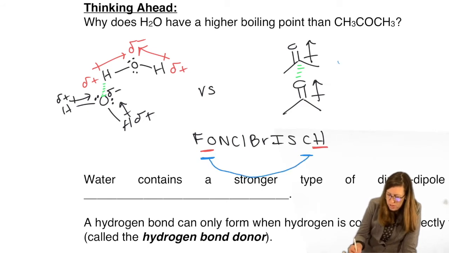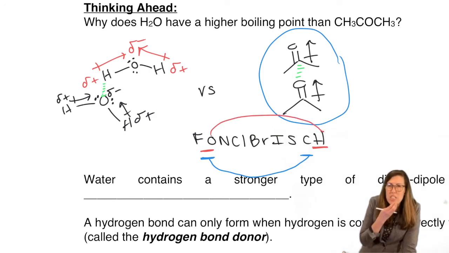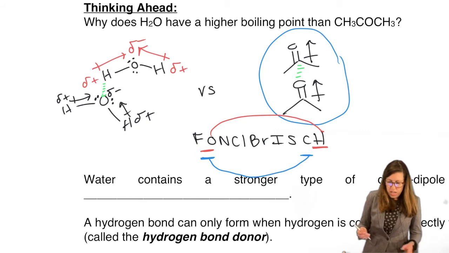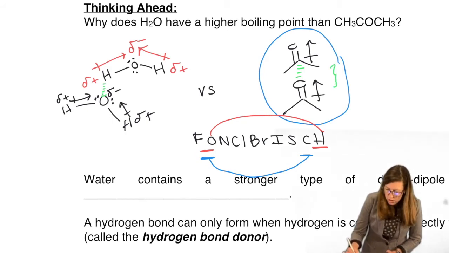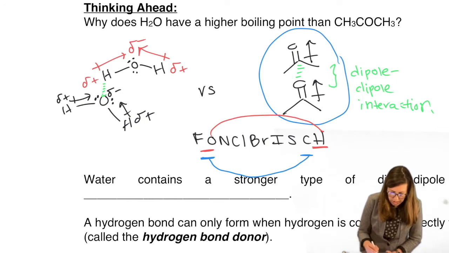So O and C was this scenario. O and H was this scenario. Who has the bigger dipole? OH, therefore the bigger delta pluses. So the magnitude of this interaction is stronger. So this is your simple plain old dipole-dipole interaction, but although you may be tempted to call this a dipole-dipole interaction, it has its own name because it's significantly stronger. This is called a hydrogen bond.